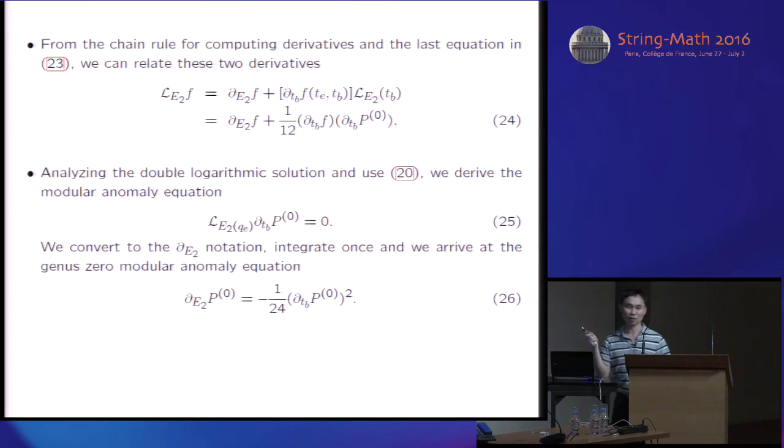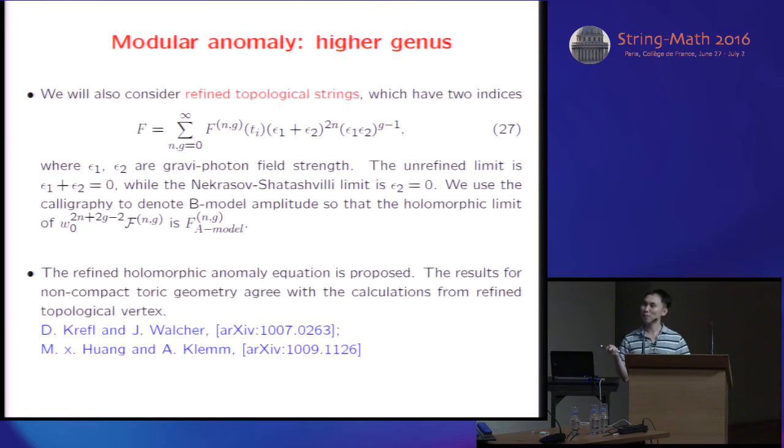So at the end, after also analyzing the double logarithmic solutions, this is similar to the non-compact case, but it's much more complicated, we derive also the modular anomaly equation for the compact case. So that's the genus zero case. Let me then go to the higher genus case.